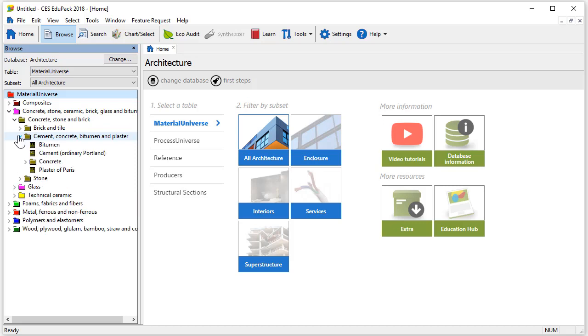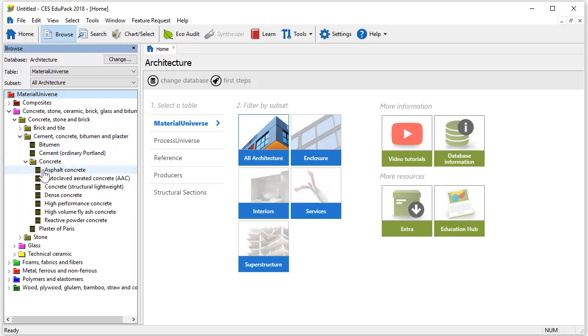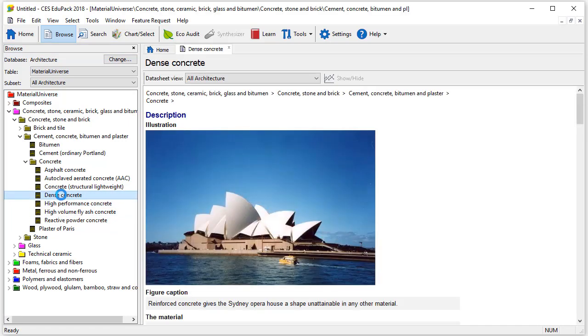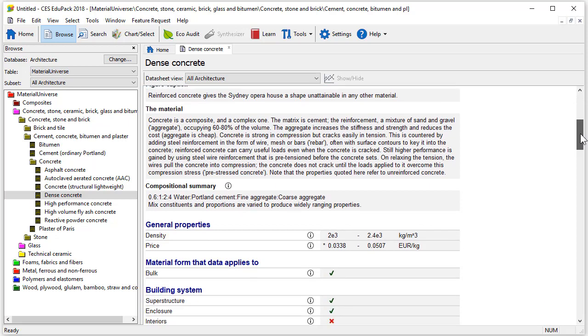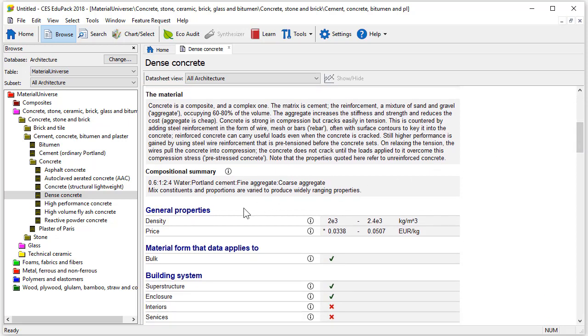For example, concrete. Notice that in this database there are 7 different types. Let's look at dense concrete. You can see an image showing the use of the material relating to architecture. Then the material and its composition are described. We then have access to general properties, the form the material takes, and the systems it can be applied to.